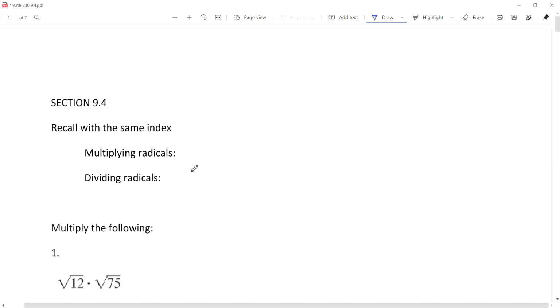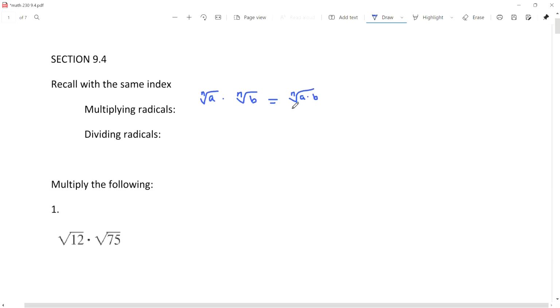Let's look at section 9.4. Let's review some formulas. The first one is multiplying radicals. The nth root of A times the nth root of B is equal to the nth root of AB, which means if I'm multiplying two different radicals, I could combine it into one larger radical. Very similar is when we're dividing radicals. If we have the nth root of A divided by the nth root of B, this is equivalent to the nth root of A over B.